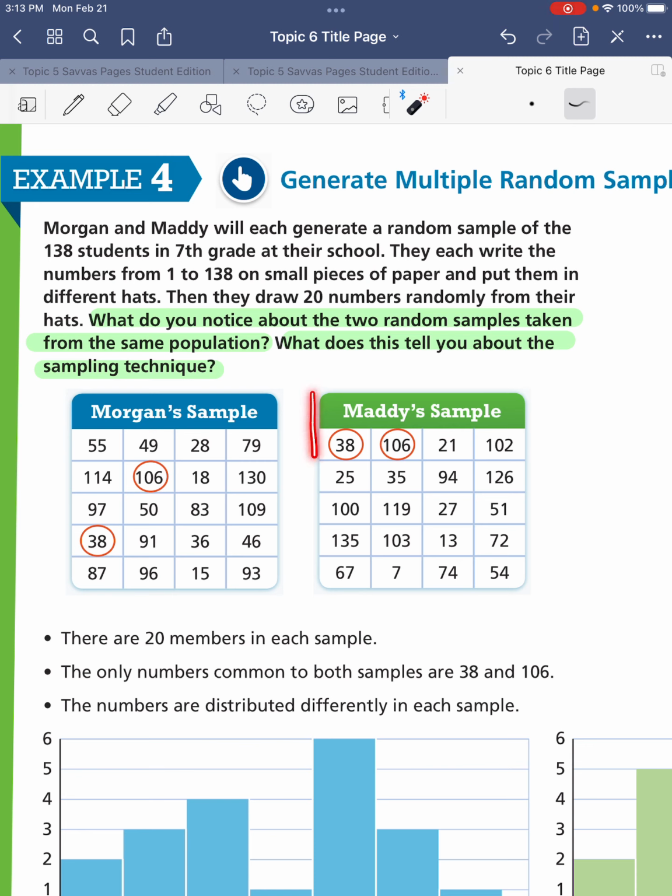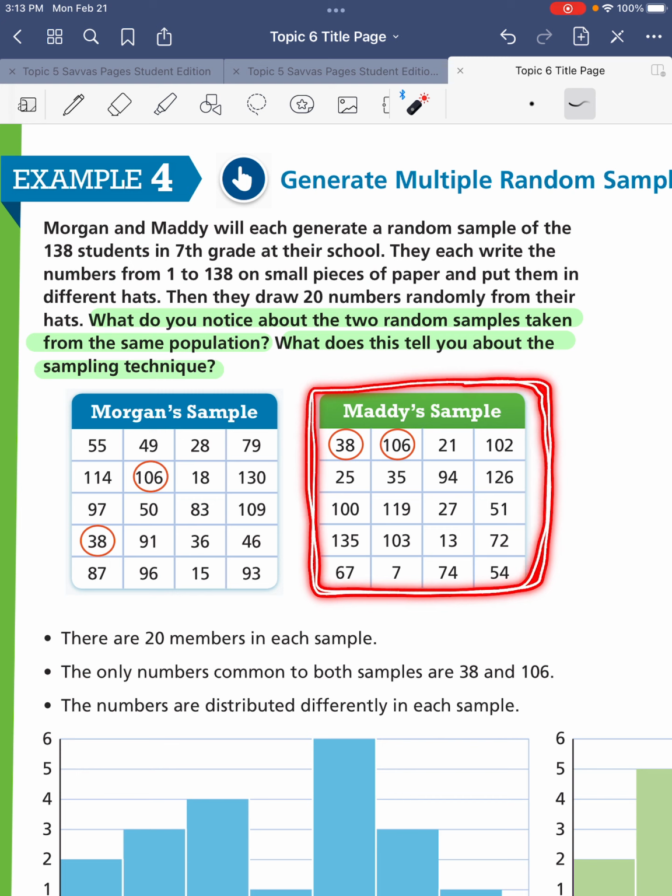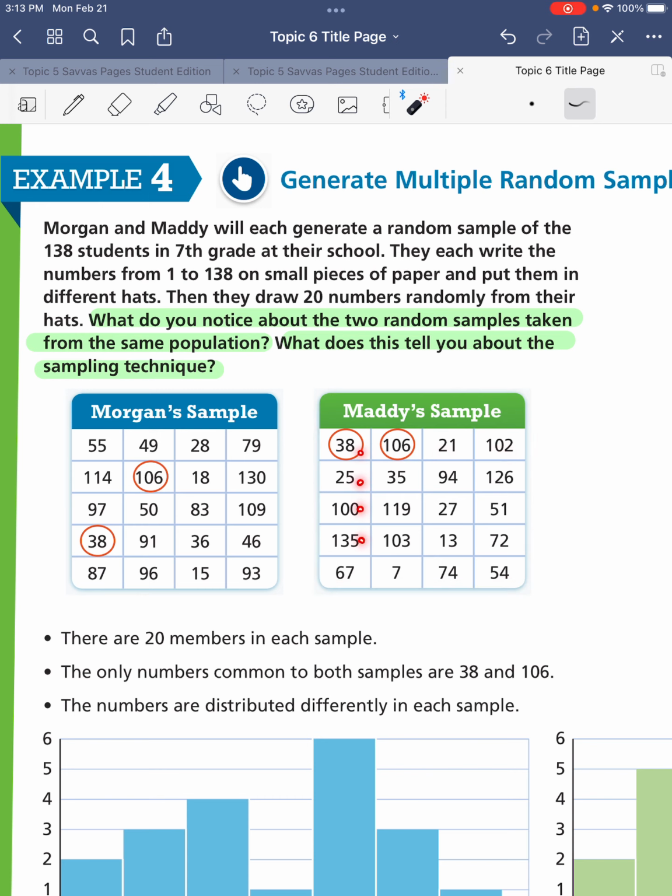And Maddie's sample, let's compare that one. How many people are in Maddie's sample? Well, this table's the same size. 1, 2, 3, 4. And then 1, 2, 3, 4, 5. So 20 people still. So there are 20 members in each sample.